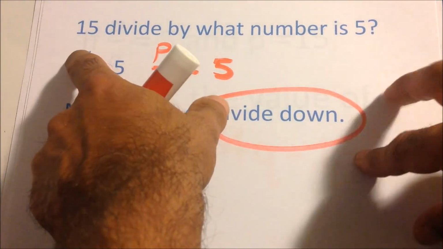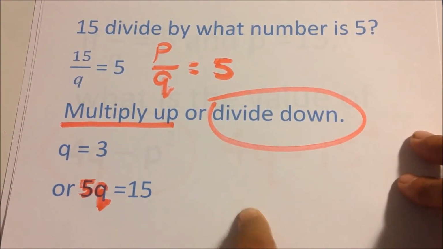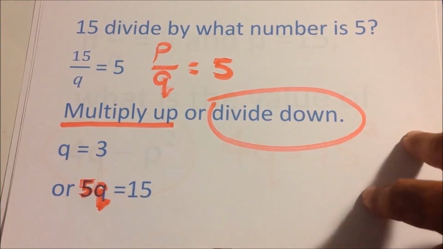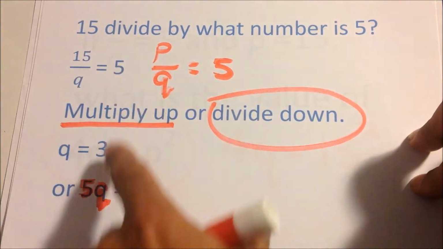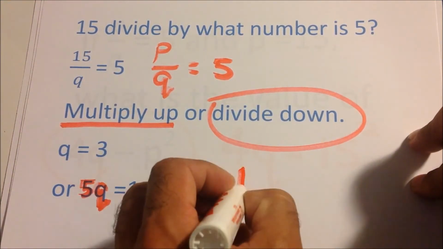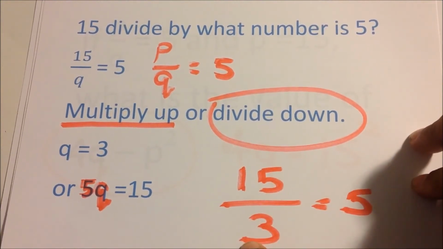Or you could divide down. 15 divided by 5 gives us 3. We already know what Q is. So either way, whatever you are comfortable with. So now that I know that Q is 3, because 15 divided by 5 is 3, well, we can plug it in. We have 15 over 3 equals 5, and that does make sense.